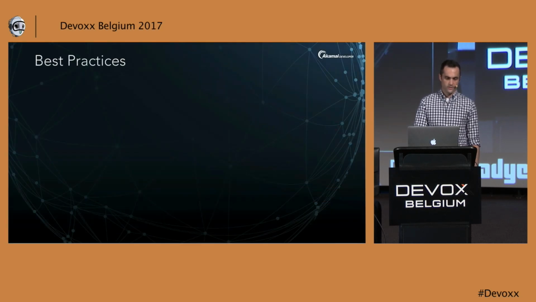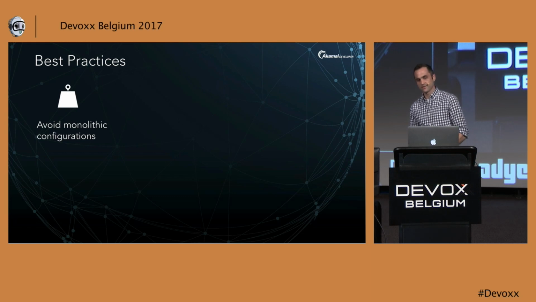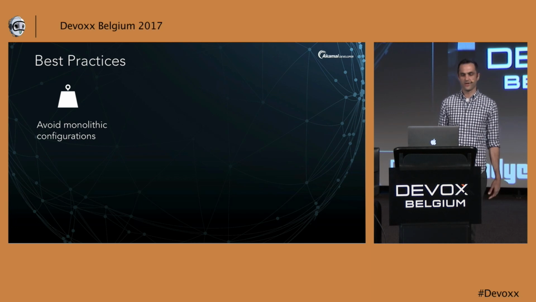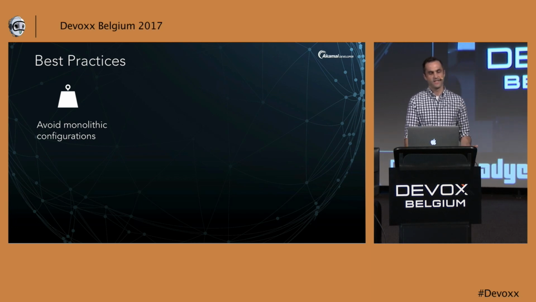So I'll just kind of leave on some best practices here. So the big one is let's try to avoid these monolithic configurations. You want to have a kind of one-to-one mapping between a configuration and an environment. You don't want to have a configuration that has huge numbers of environments that coexist within it. This can be inherently non-scalable, and it makes it extremely difficult to manage.